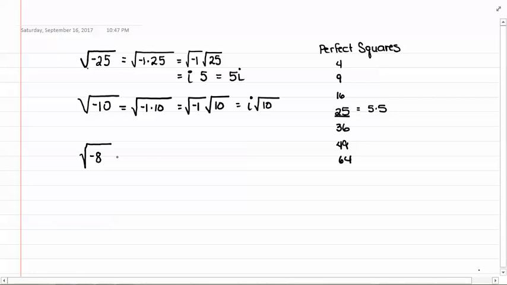Now, square root of -8, when you break that up and then simplify. Right, so once again, square root of -1 is i. Square root of 8. 8 isn't a number on my list, but there is a number on this list that'll divide into 8, namely the number 4.